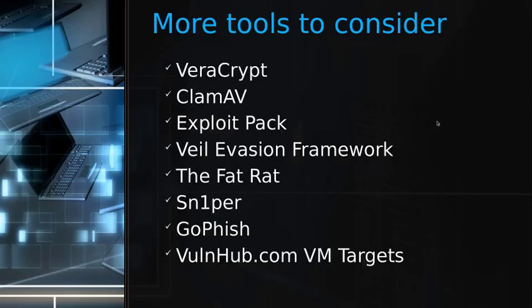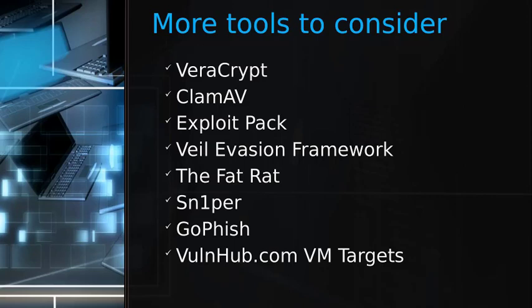Just some of the other tools to consider. TrueCrypt was replaced by VeraCrypt. VeraCrypt is a great tool. You can do encrypted containers and mount those containers. You can also do plausible deniability by adding a hidden container inside of that as well.